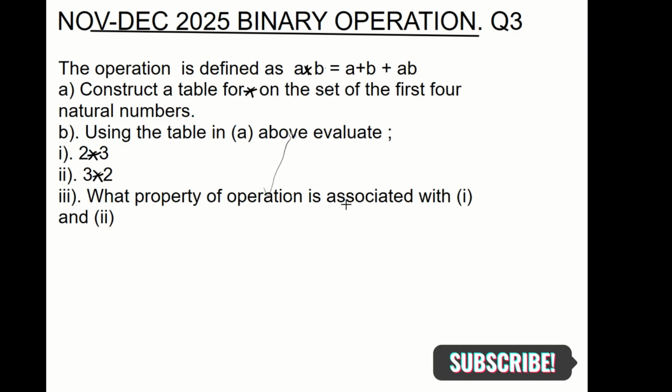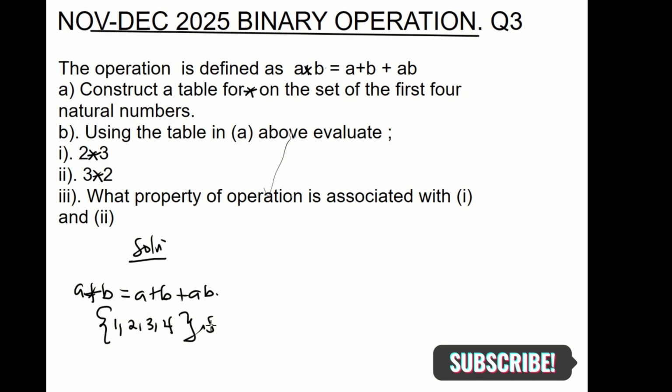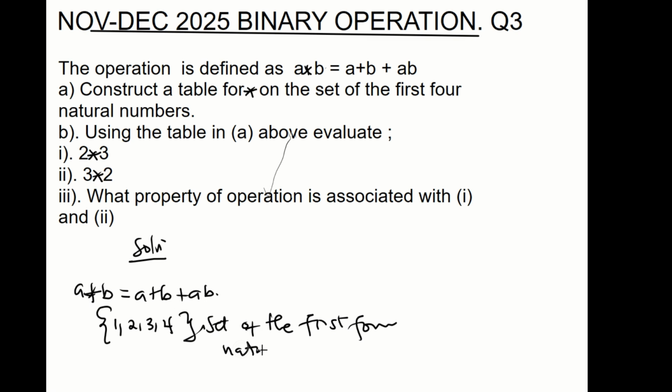So first, our binary operation is defined as A operation B. Our solution: A operation B is defined as A plus B plus AB, and it is going to be on the set of the first four natural numbers. So this is the set: 1, 2, 3, 4.